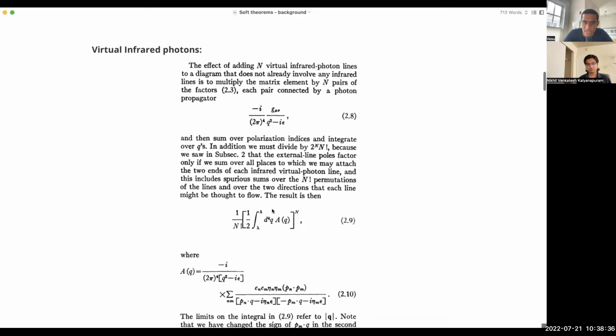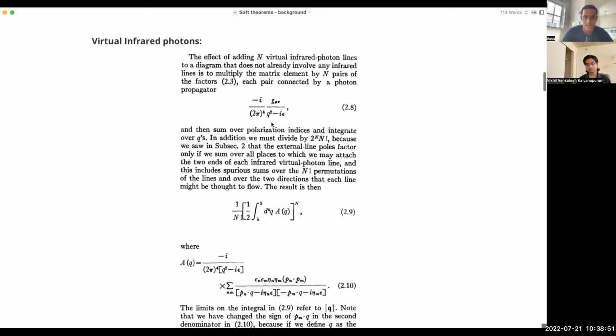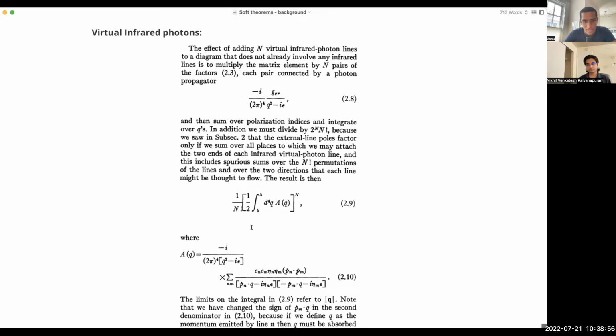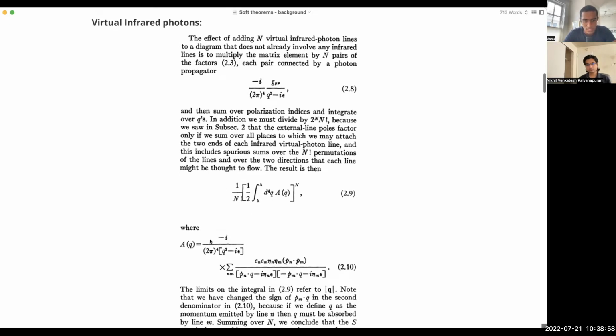factor. So you're going to have the nth power of the integral between an IR cutoff little lambda to the UV cutoff big lambda of some momentum integral of A of Q, right? And this is because you have virtual lines and you're just following the Feynman rules. And here, A of Q is just going to be the propagator connecting two vertices where you're going to have a soft factor each. So you're going to have a product of those soft factors, right?